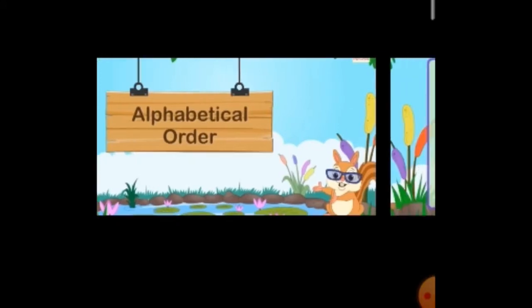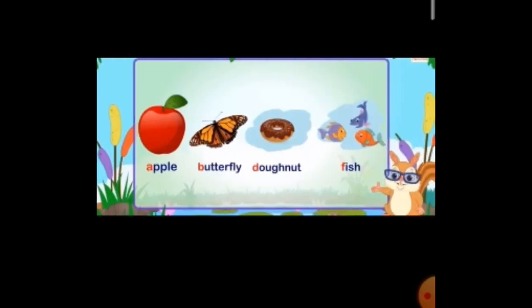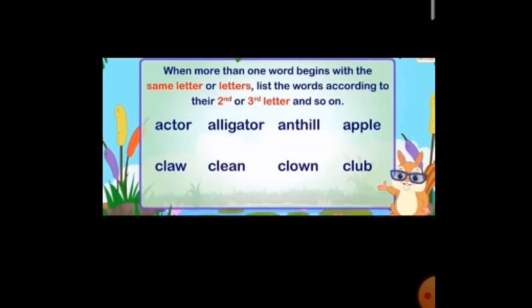Our third topic is alphabetical order. What is alphabetical order? Words are arranged in alphabetical order according to the first letter. This means that we have to arrange the words in alphabetical order. For example, we have words like apple, butterfly, donut, and fish. Just focus on the first letter. The first letter of apple is A. The first letter of butterfly is B. The first letter of donut is D. And the first letter of fish is F. So these words are already arranged according to the alphabetical order.